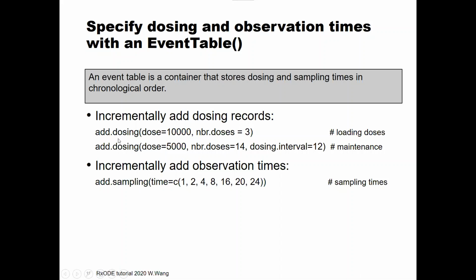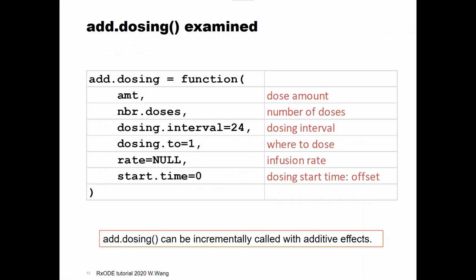For the dosing part, you can call the function add dosing multiple times. What it does is incrementally add the dosing records. And you can do the same thing with observation times. We can take a look at this dosing function in detail. What you want to do is tell it what dose amount you want to give, how many doses you want to give, and what the dosing interval is. By default it is equal to 24.